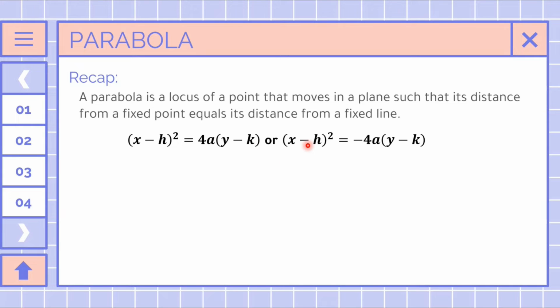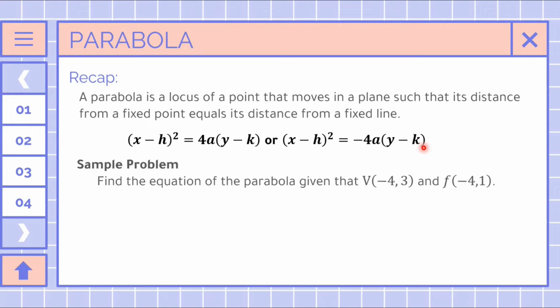Meanwhile, here, x minus h squared is equal to negative 4a times y minus k, if I'm not mistaken, is a downward parabola. Now, let's try to solve a problem regarding this conic section. The second sample problem asks us to find the equation of the parabola given that the vertex of the parabola is (negative 4, 3), while its focus is located at the coordinate (negative 4, 1).